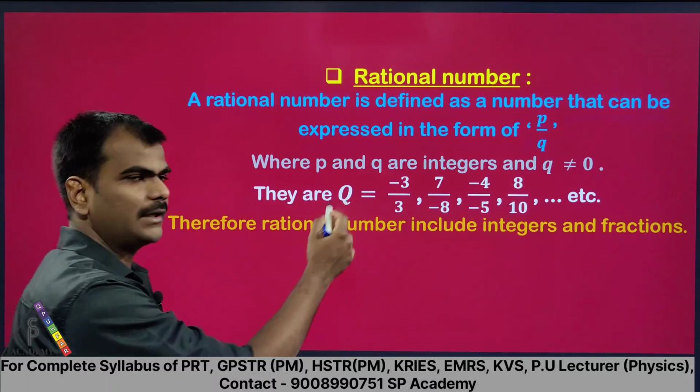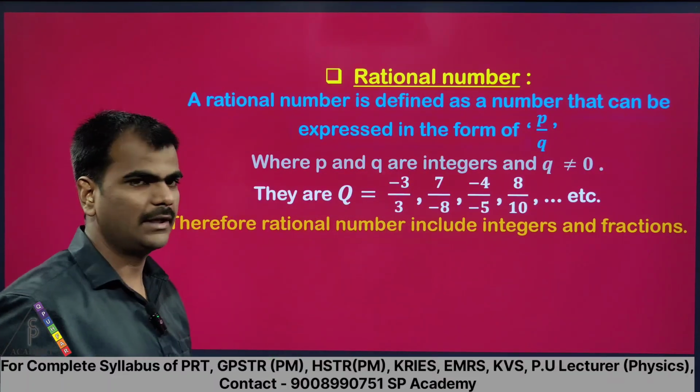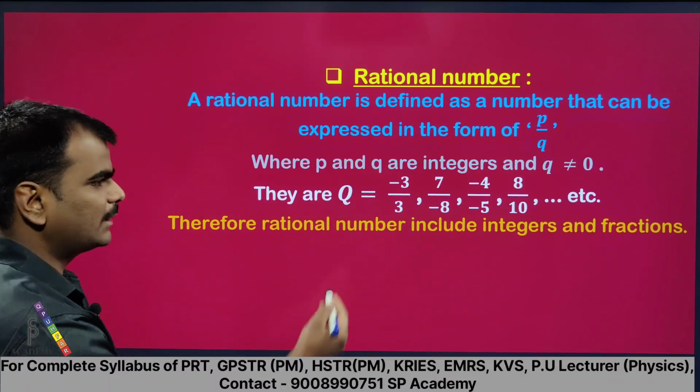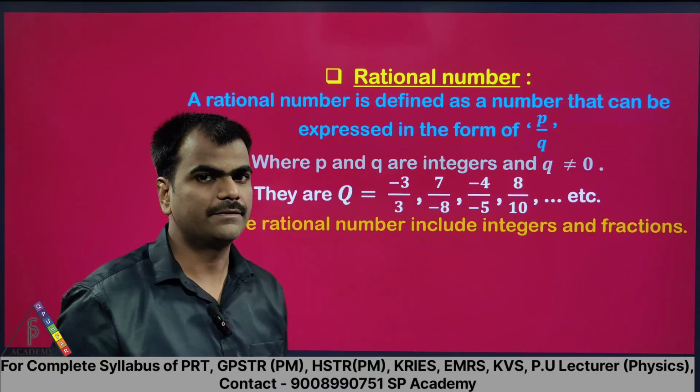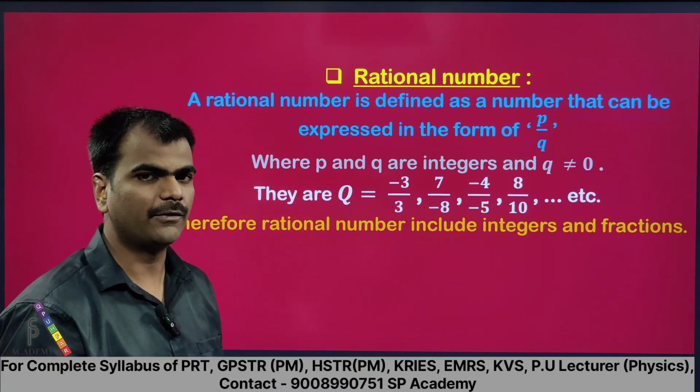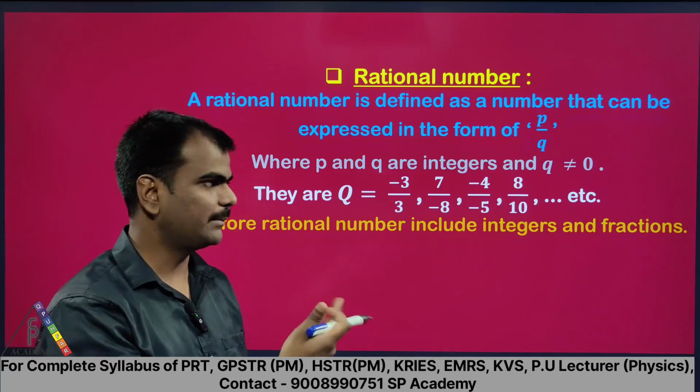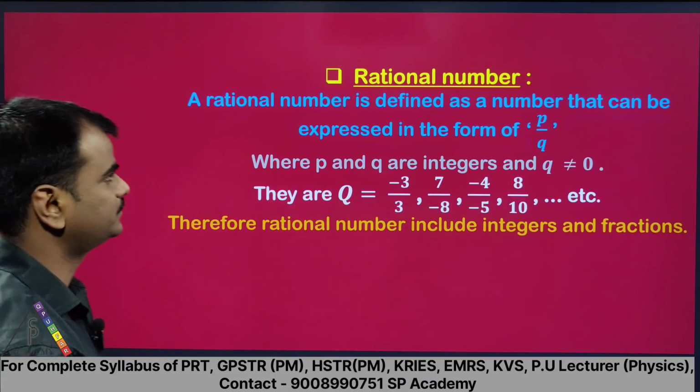Rational numbers are represented by capital Q. These are all the examples. And the rational numbers include integers and fractions. Fractions antandre nodidvi, that is a by b form. A andre whole numbers and b will be the natural numbers.